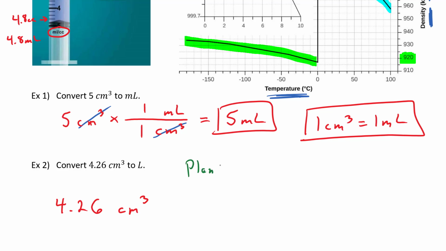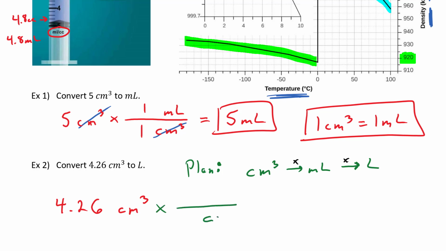As these conversions get more difficult, I would like you to draw a game plan. So the game plan here, I'm going to take centimeters cubed and I want to go to liters, but I have to go to milliliters first. So my game plan is centimeters cubed to milliliters to liters. And each of these arrows represents a conversion factor.